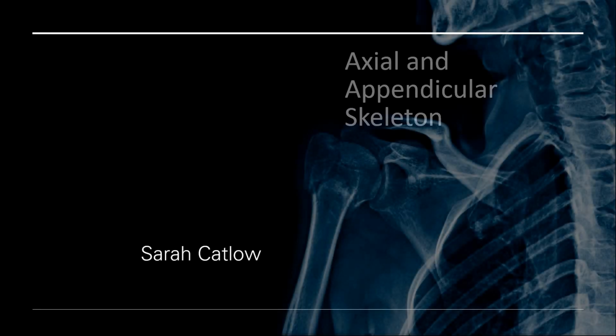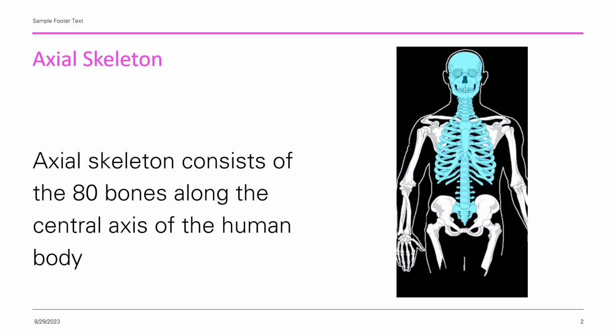The skeleton can be divided into two main parts, the axial and the appendicular skeleton. So the axial skeleton consists of 80 bones, and it forms the central framework of the body and is responsible for protecting vital organs and providing support. It includes the skull, the vertebral column, and the rib cage.